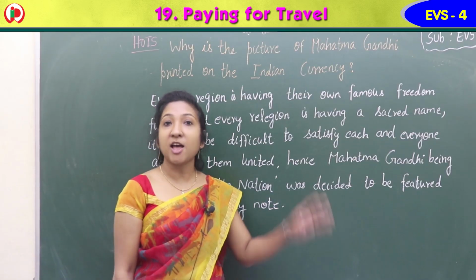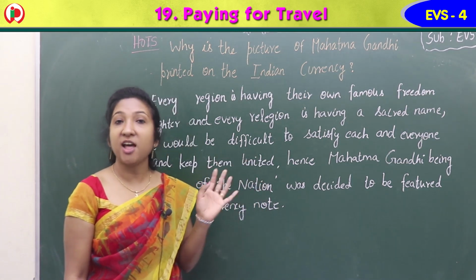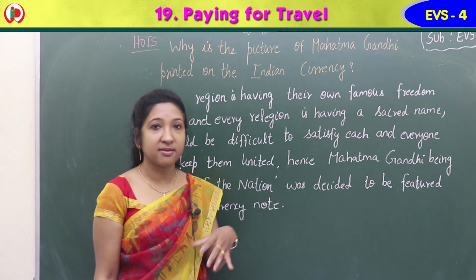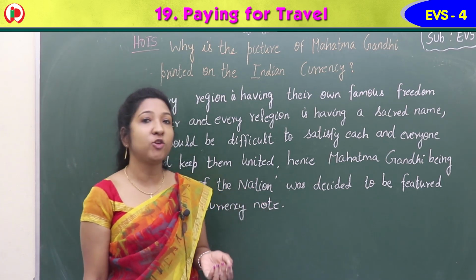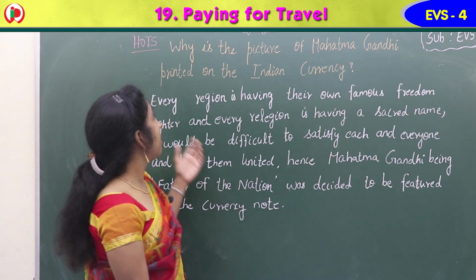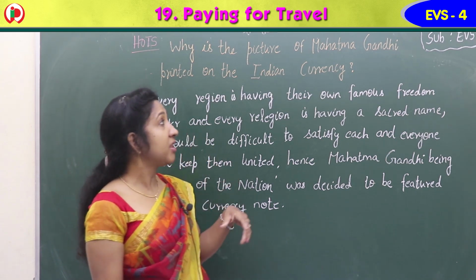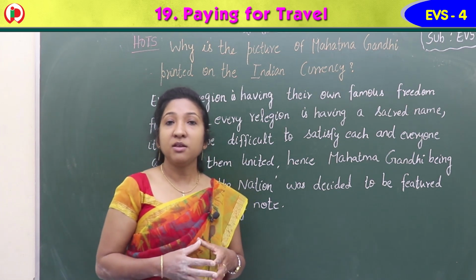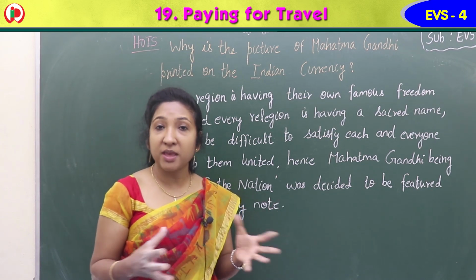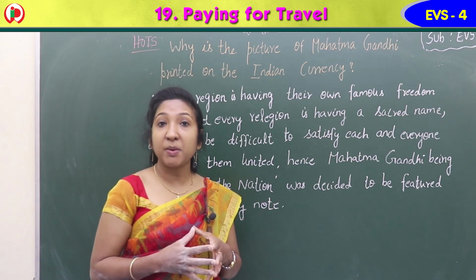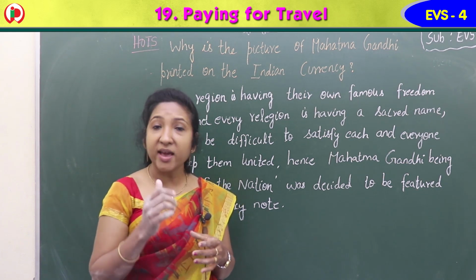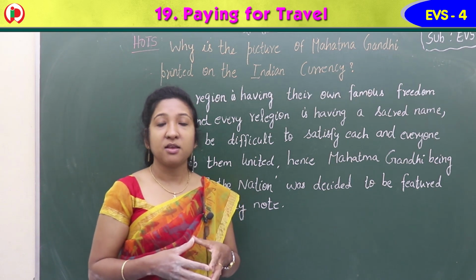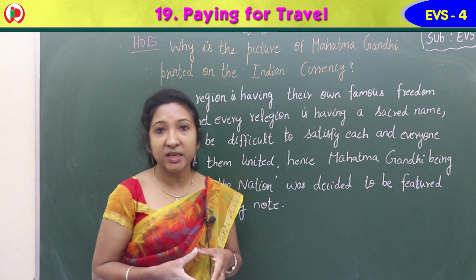So children, next is HOTS. Let's see what is there in the HOTS question. HOTS question, as you know, you have to think and answer. You have to think about the question, then you have to answer it. So the question is, why is the picture of Mahatma Gandhi printed on the Indian currency? In all the Indian notes, Indian currency, rupees, we can see the picture of Mahatma Gandhi. So why is Mahatma Gandhi's picture there? Have you ever thought about that? In every note we can see the picture of Mahatma Gandhi, isn't it?